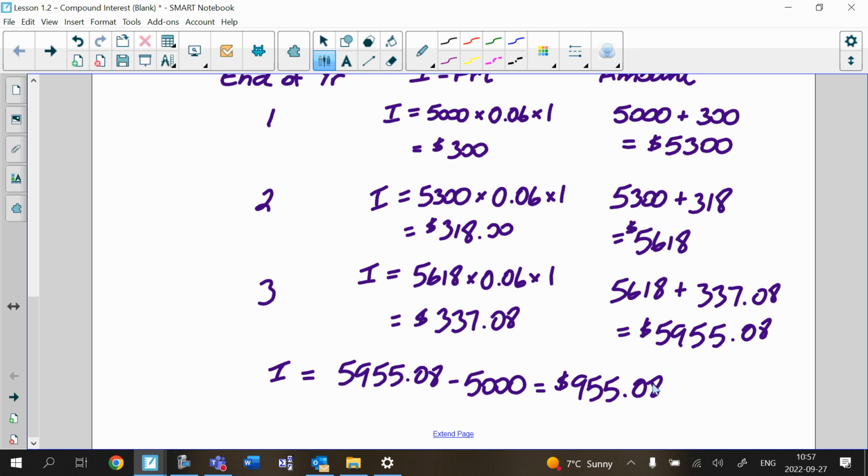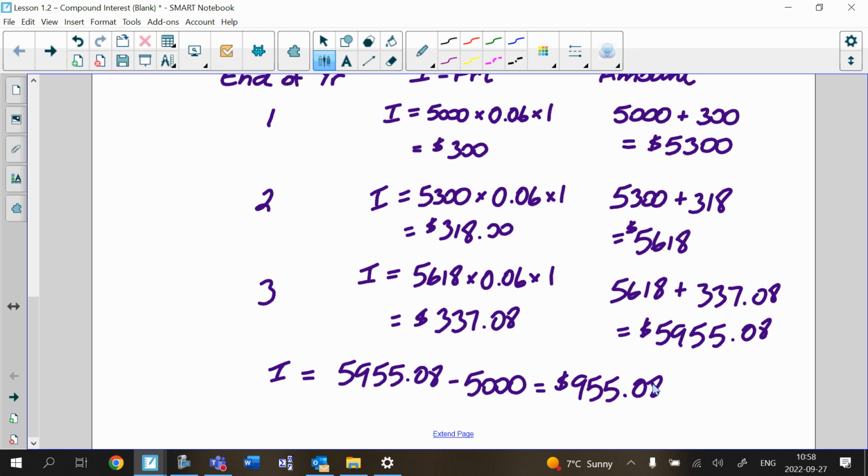So with simple interest, we calculated his interest once at the end of the 3 years. With compound interest, we calculated his interest 3 separate times. And he actually ended up getting more money in interest because of that. That's the difference between the two, okay? Compound interest is when you calculate interest on interest he's previously earned.